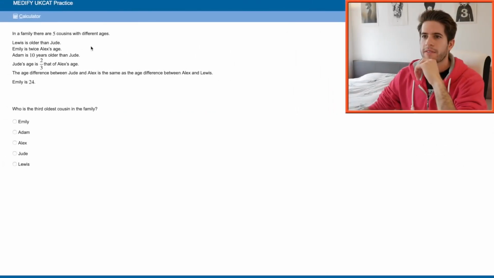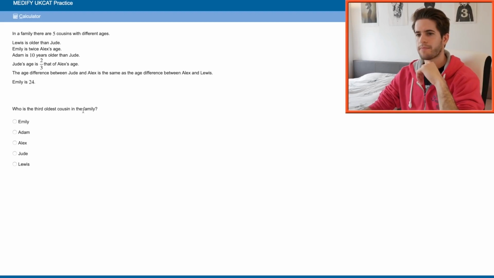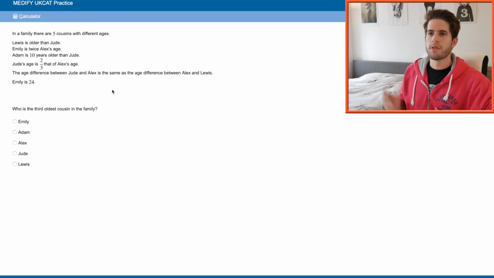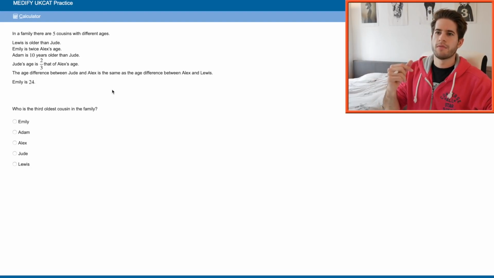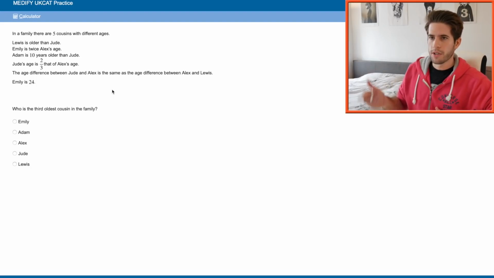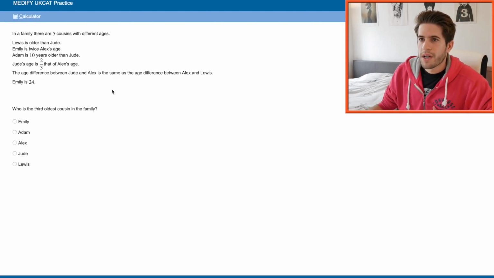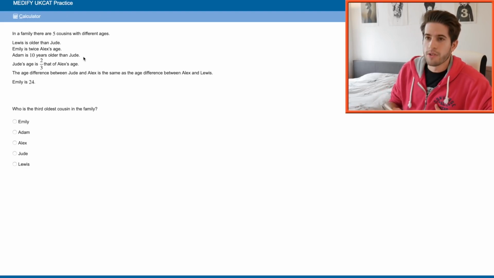In a family, there are 5 cousins with different ages. Lewis is older than Jude, Emily's twice Alex, Adam is this. Oh man. Alright, let's figure out a sequence of ages for these people. Lewis is older than Jude. I'll put the youngest people on the left and the oldest on the right. So Lewis is older than Jude. Emily is twice Alex's age. Okay, that doesn't help me yet. Adam is 10 years older than Jude. So we know Adam is after Jude. Older.